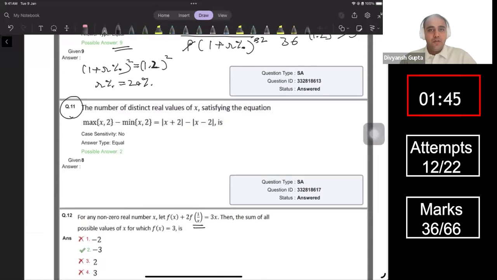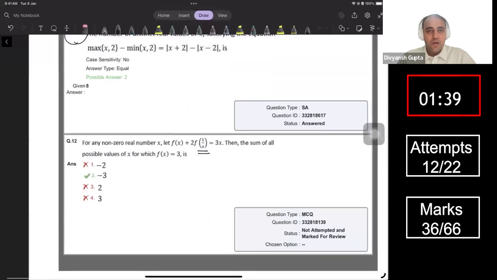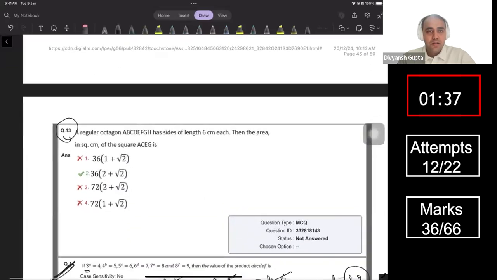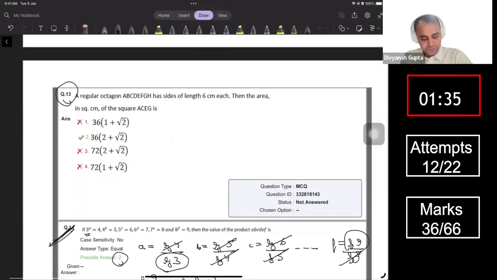Number of distinct real values of x satisfying the equation max x by 2 minus min x by 2. I don't want to do this in 2 minutes. I think this we can do. Okay. 36. Okay, this is 6. This is 6.